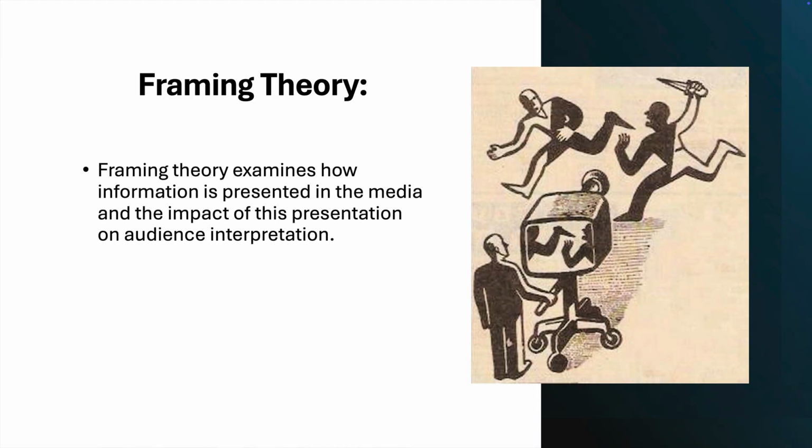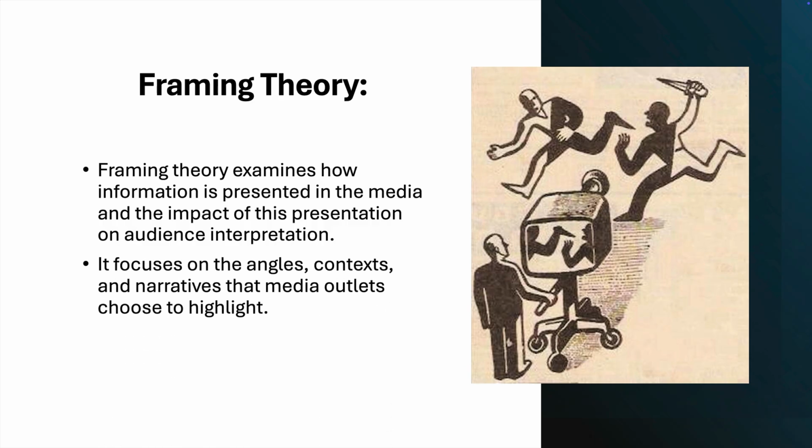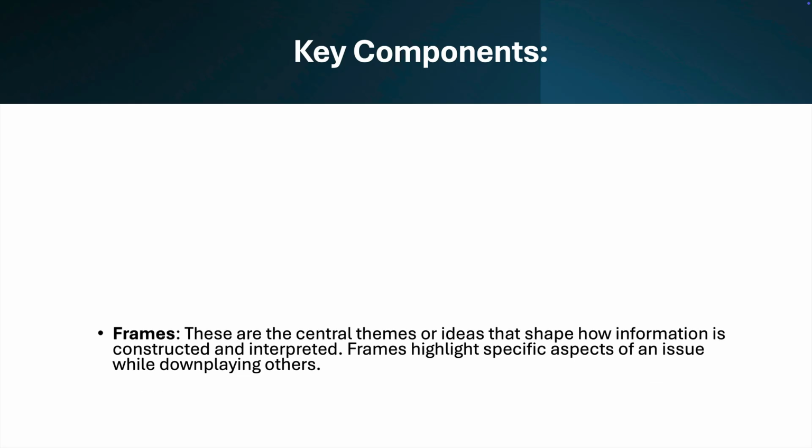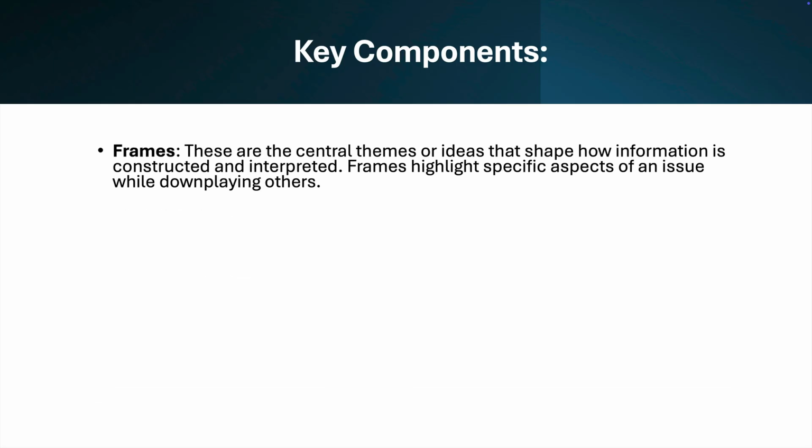Framing theory examines how information is presented in the media and the impact of this presentation on audience interpretation. It focuses on the angles, contexts, and narratives that media outlets choose to highlight. Key components include the following. Frames. These are the central themes or ideas that shape how information is constructed and interpreted.